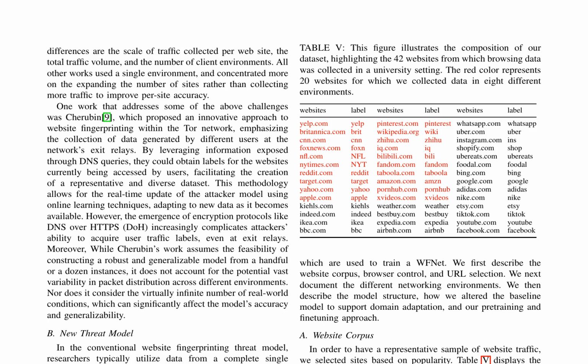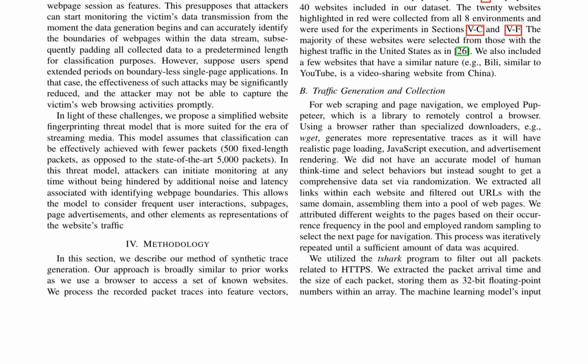The methodology employed for synthetic trace generation involves using a browser to access a set of known websites. Packet traces were recorded at 1-minute intervals, and the data was processed into feature vectors. The dataset was composed of 42 websites collected in a university setting, with 20 websites collected from 8 different environments. The networking and execution environments used in this study include university, cloud, and cable home setups.